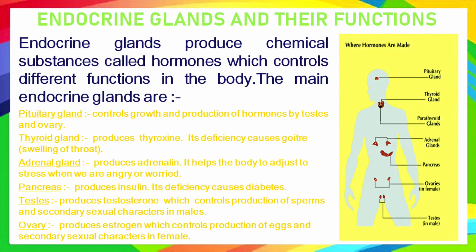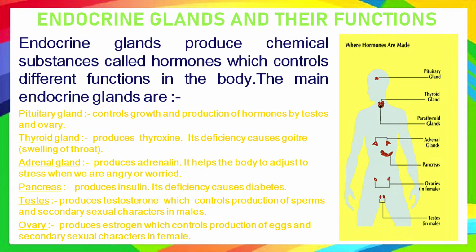Some more endocrine glands are also present in our body which produce chemical substances known as hormones. They have different functions in our body. Let's see some of the main endocrine glands. First of all, the pituitary gland, which controls growth and production of hormones by testes and ovary. It releases growth hormone also, which controls height in boys as well as in girls.